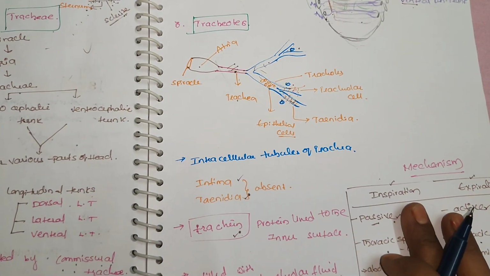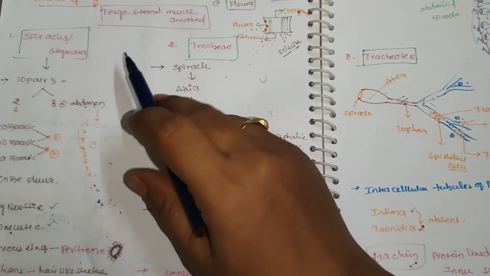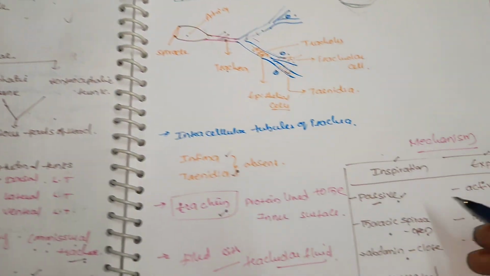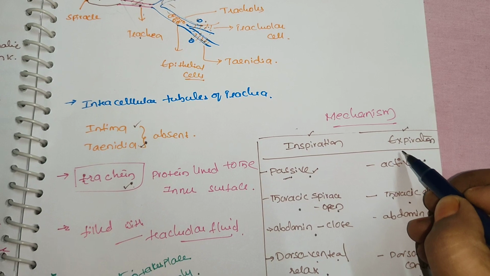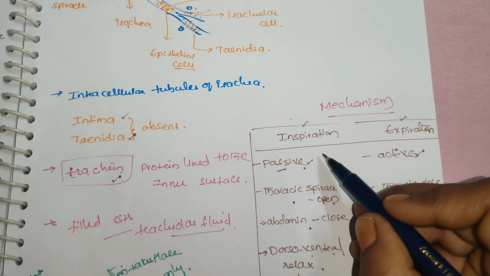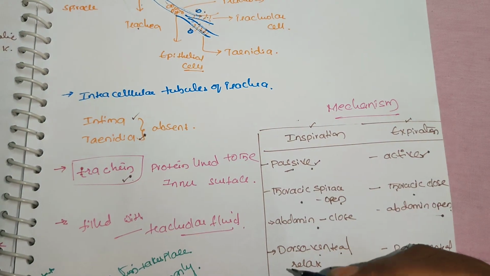Then what is the mechanism? Inspiration and expiration take place with the help of tergosternal muscles or dorsoventral muscles. But here it is opposite to the human. In human, expiration is a passive process. But in the cockroach, inspiration is the passive process. They use energy to take the air inside.